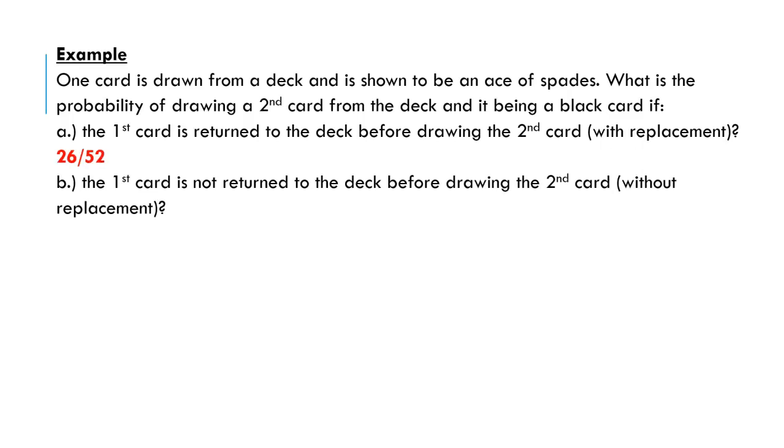If one card is drawn from a deck and it's shown to be an ace of spades, what's the probability of drawing a second card from the deck and it being a black card if the first card is returned? Well, if the first card is returned, with replacement, you still have all 52 cards to choose from and you still have all 26 black ones. But if that first card is not returned, it's without replacement, you only have 51 cards in the deck left to choose from, and only 25 of those are black. So those 2 would not be independent events. The second scenario down here would not be independent because you can see it's changing the probability.